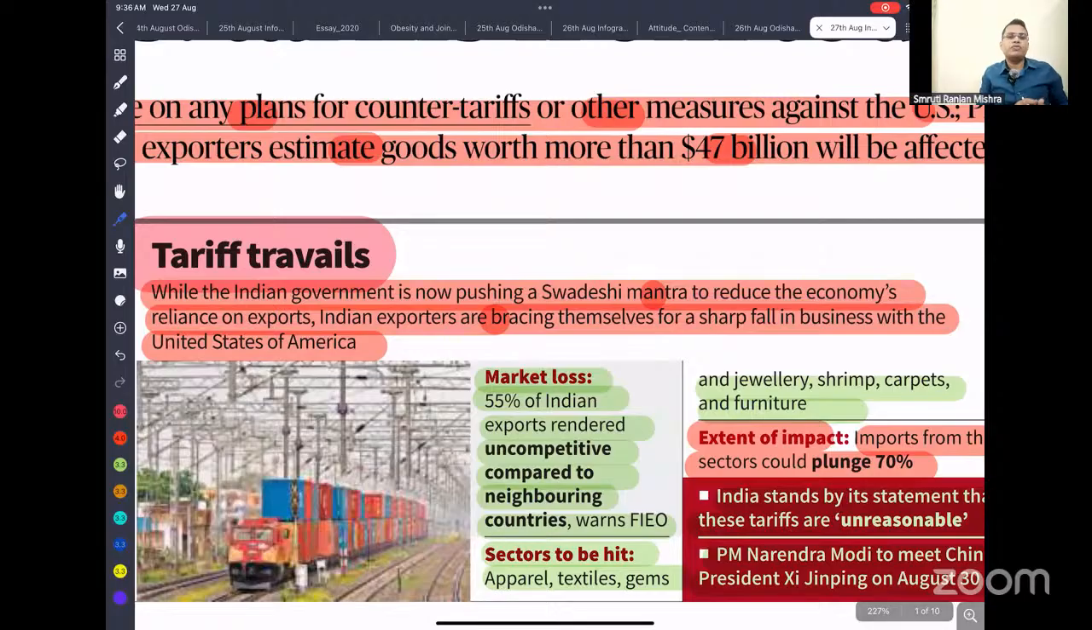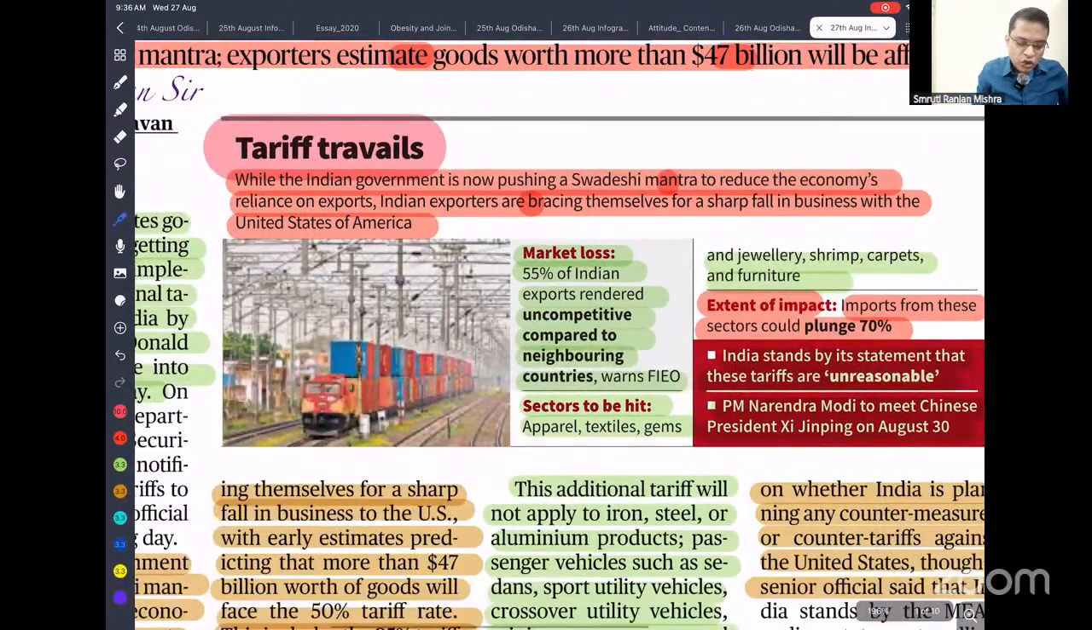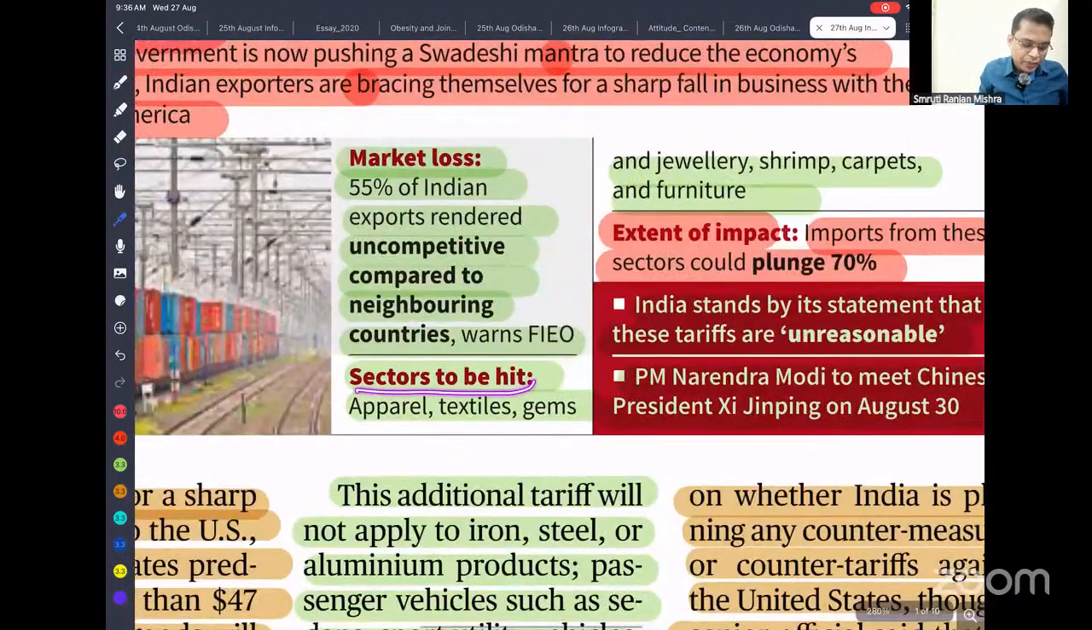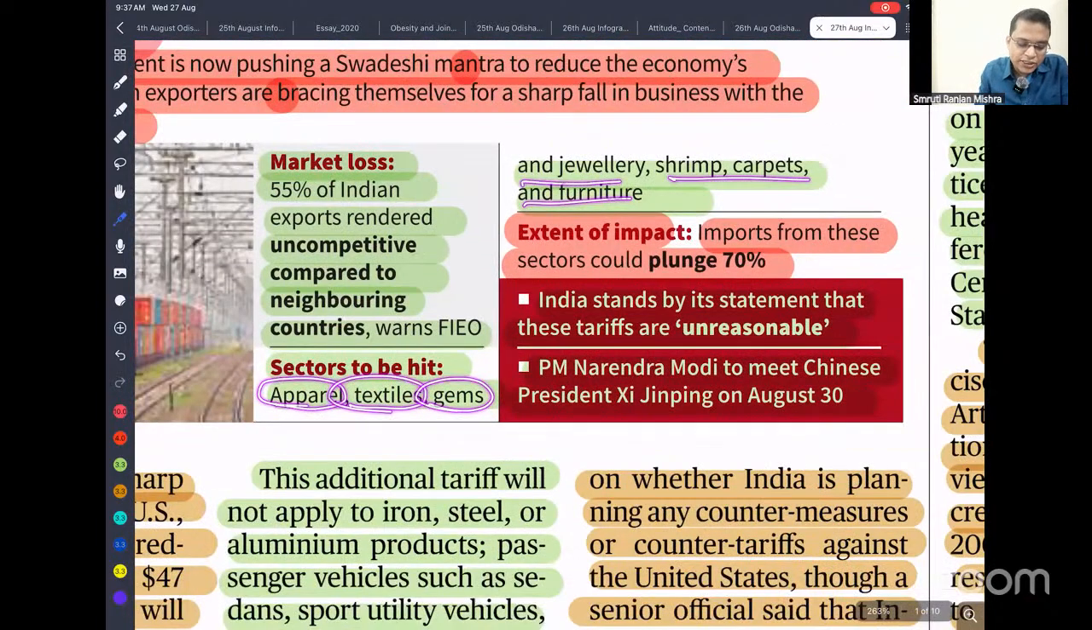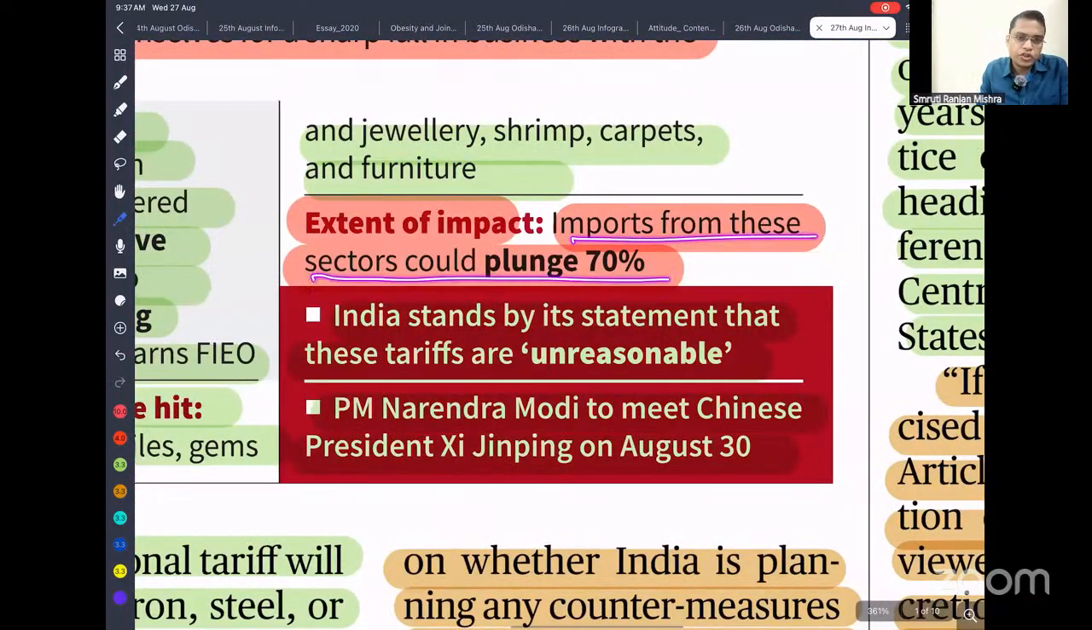So it is difficult in the USA. Market loss: 55% of Indian exports are rendered uncompetitive compared to neighboring countries. This is what was said by the Federation of Indian Export Organisations. The sectors that are going to be impacted are apparel, textile, gems and jewelry, shrimp, carpet and furniture. So there can be a very good question either in your prelims or mains: what kind of impact does the recent rise in tariff by the USA have on India? Here one point you can write about is the sectors that are impacted: apparel, textile, gems and jewelry, shrimp, carpet and furniture. The extent of exports from these sectors could fall by 70%.